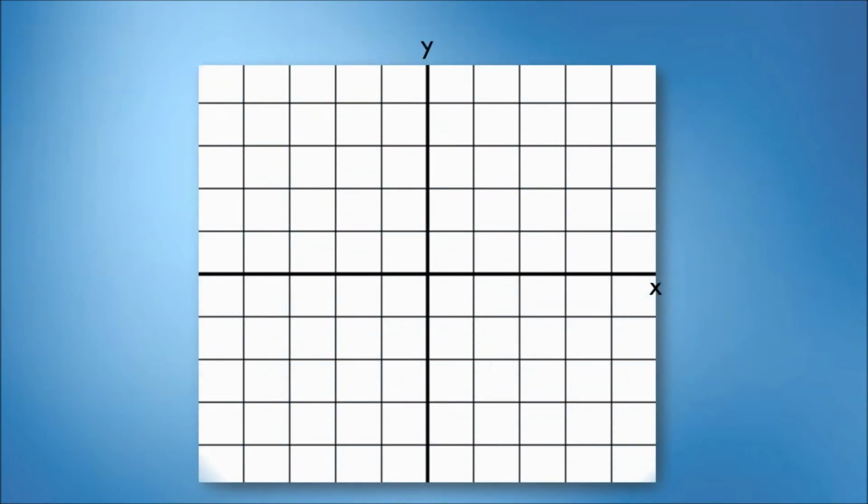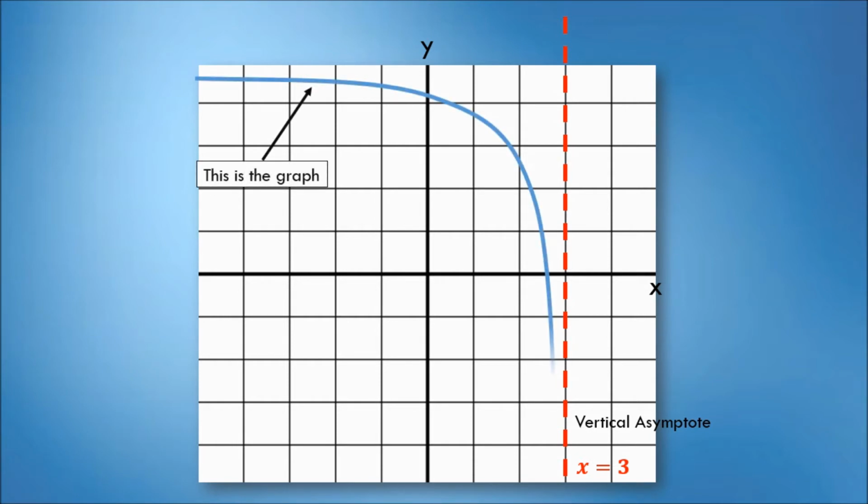Another illustration of a vertical asymptote. Suppose we have a Cartesian plane. This is the vertical asymptote. It is drawn as a dashed line and labeled as x equals 3, because it is located at x equals 3. This is the graph. It approaches the vertical asymptote, but never meets or intersects. The graph is decreasing from left to right.